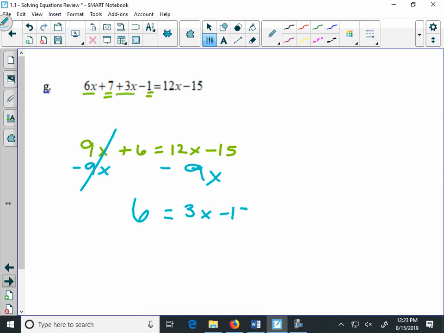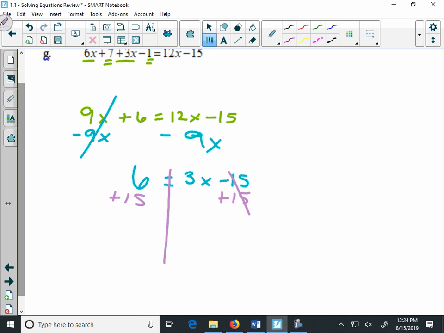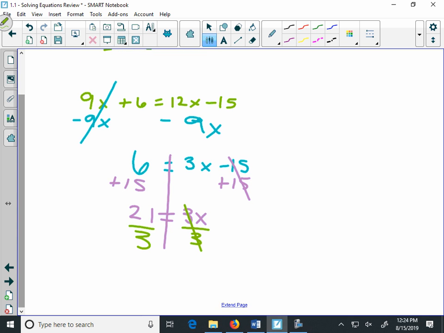To get x by itself, what do we need to do? Add the 15. Good. Make your line if it's helpful. Add 15. 6 plus 15? 21. Yep. And then what do we do with the 3? And 21 divided by 3? 7. X is equal to 7. If that bothers you, you can flip it. Let's say x equals 7. The other way.